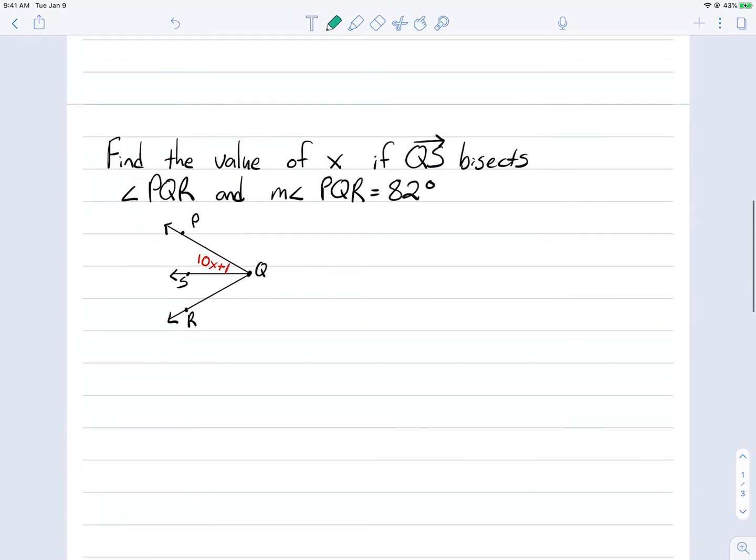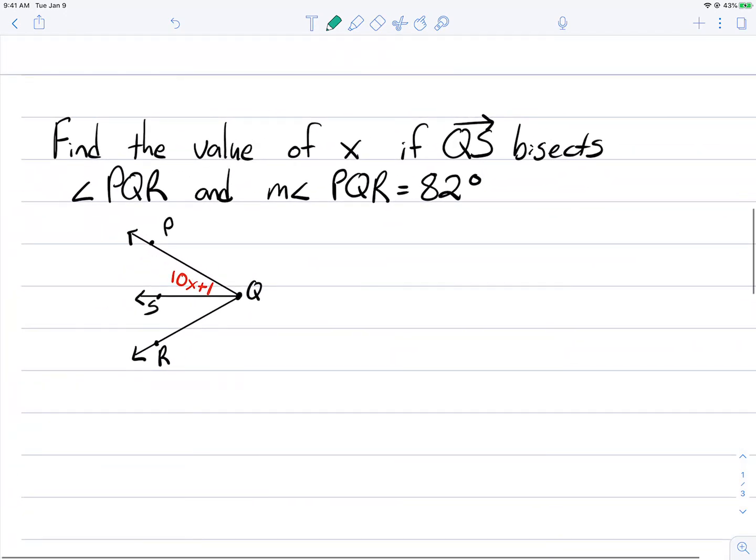Find the value of x if QS bisects angle PQR and the measure of angle PQR is 82. So we have a little bit more information in the diagram. If you notice over here, this half of the large angle is 10x plus 1. We were also told in the problem that the angle PQR is 82, which means the entire thing is 82. Well, if the entire angle is 82, then half of it is 41.